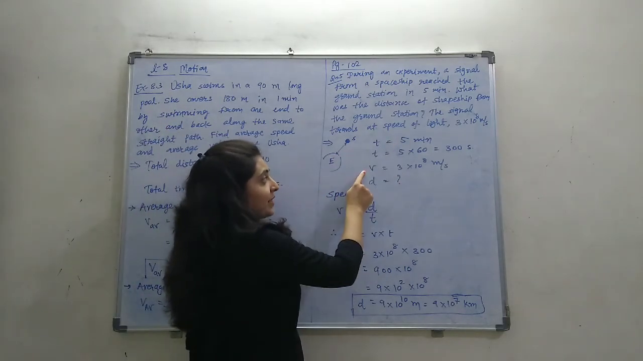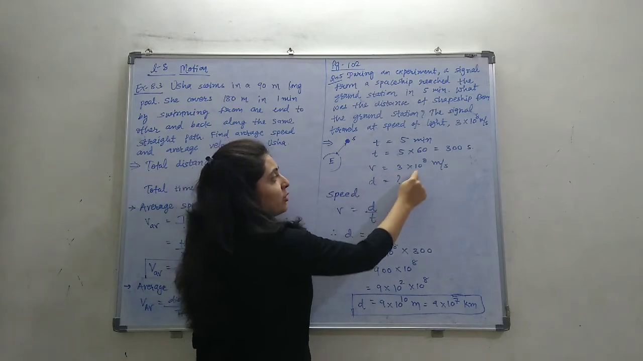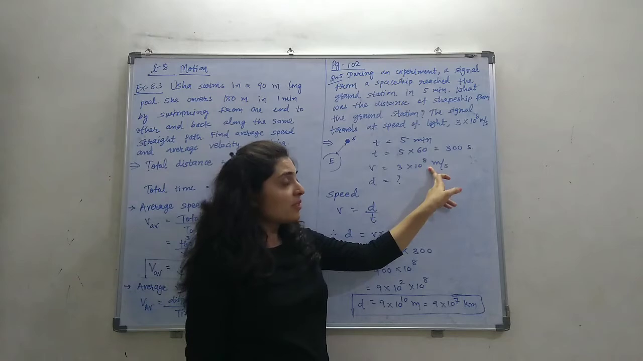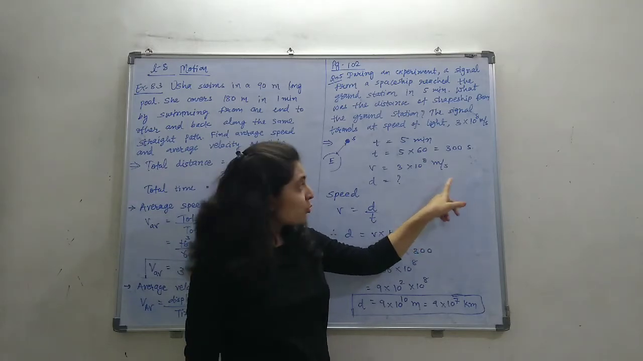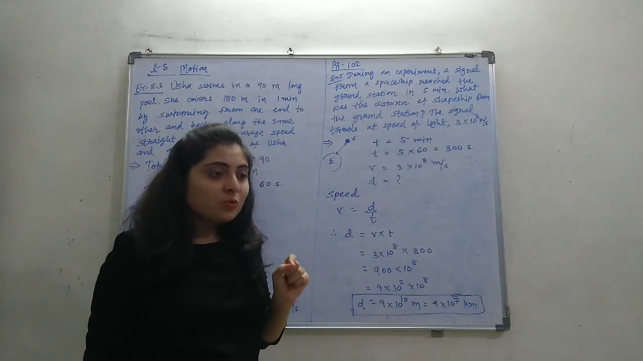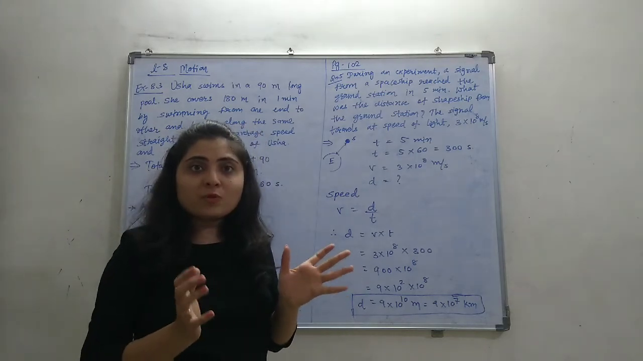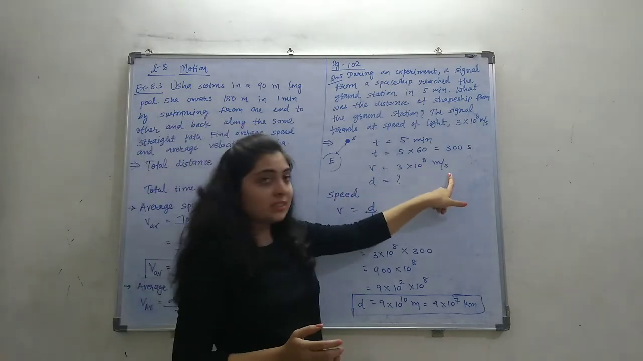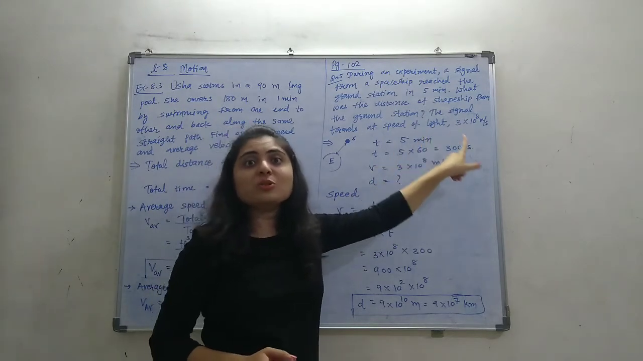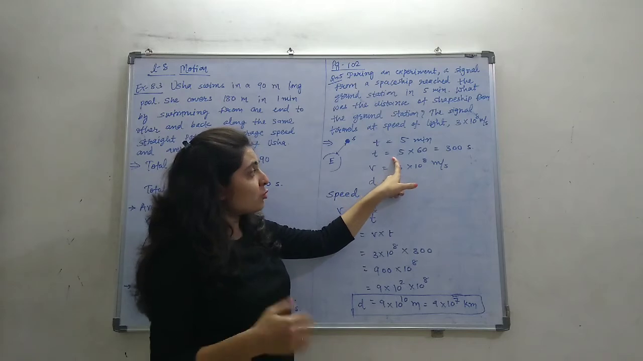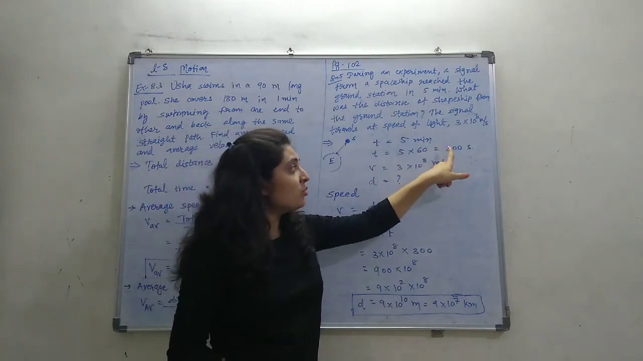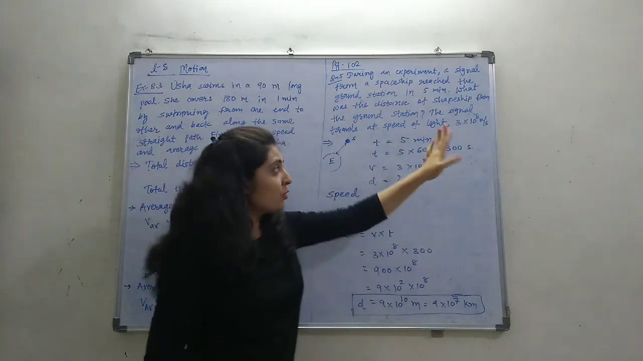Time is given 5 minutes and speed of this signal is given 3 into 10 raised to 8 meter per second. So you can see here that speed is given in meter per second. Okay? So here the time unit is second. In every question, in every numerical, the unit should be equal for the quantities. So here time is in second, so here time should also be in second. So we need to convert minute to second. 5 minutes, how to convert to second? Multiplying with 60. So 5 into 60 equals 300 seconds. Okay, so we'll use that.